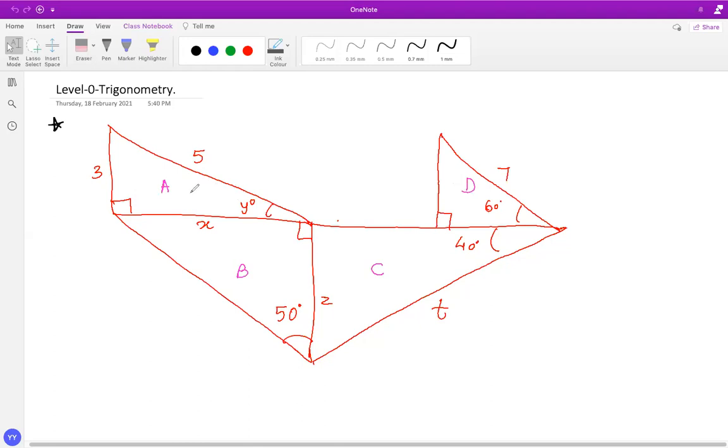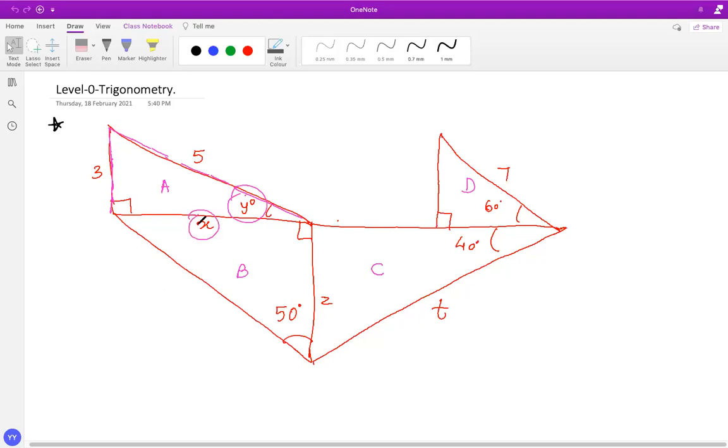It's a composite shape. Let's say this is part of a tessellation pattern. This side has been given as length 3, and this hypotenuse has been given as 5. Our first task is to solve the puzzle for y. What's the value of y and what's the value of x?